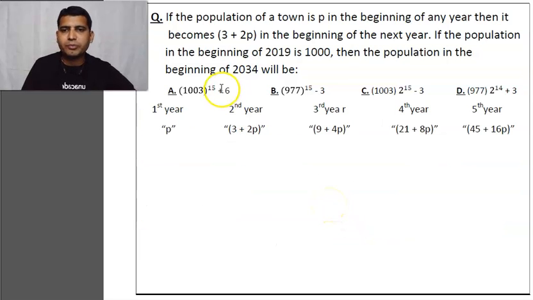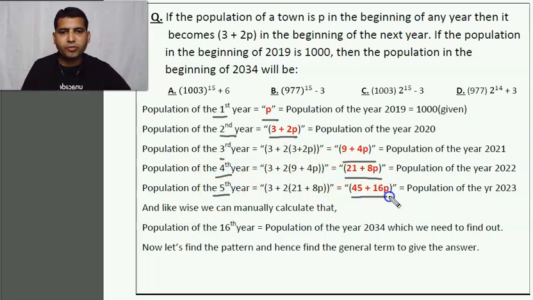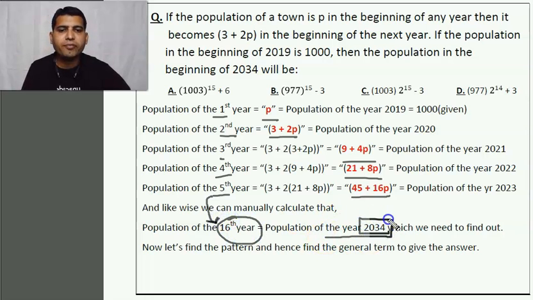And what I am doing here, I have just written the values which I found in the last slide. That means in the first year the population was p, in the second year it was 3 plus 2p, in the third year 9 plus 4p, in the fourth year it was 21 plus 8p, in the fifth year it was 45 plus 16p, and likewise I need to find the population at the beginning of the 16th year, which is equal to the population at the year 2034, which is asked in the question. So I just wrote these things in tabular form here.